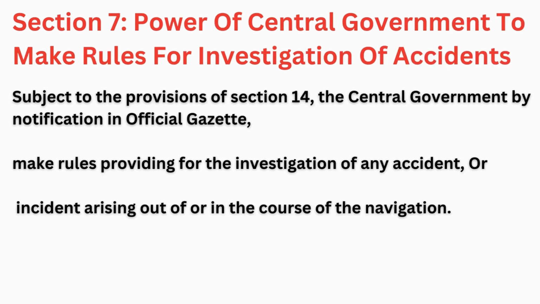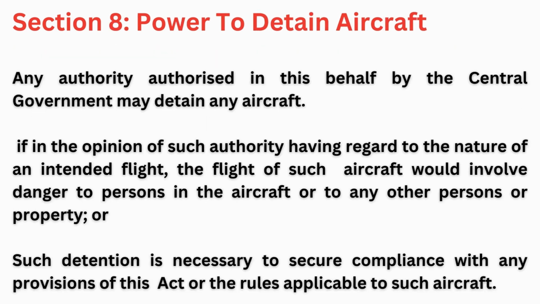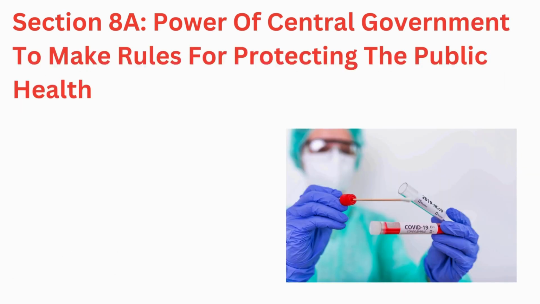Section 7. The central government can make rules for investigating aircraft accidents. Section 8. Power to detain aircraft. Authorities can detain aircraft if they pose a danger or fail to comply with regulations. Section 8A. Central government has power to make rules for the prevention of danger arising to the public health, due to the spread of any infectious or contagious disease from aircraft arriving or departing at any aerodrome.